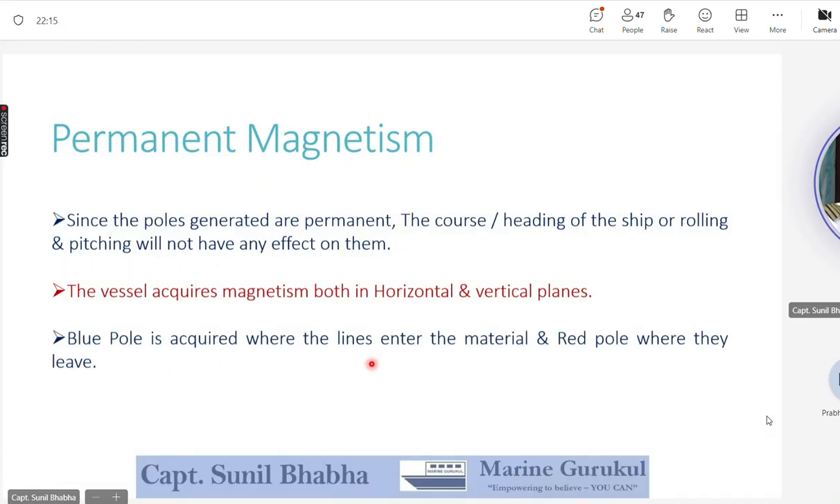A blue pole is acquired where the lines enter the material, and a red pole is acquired where the lines of force leave the material. Moving ahead now, beta.